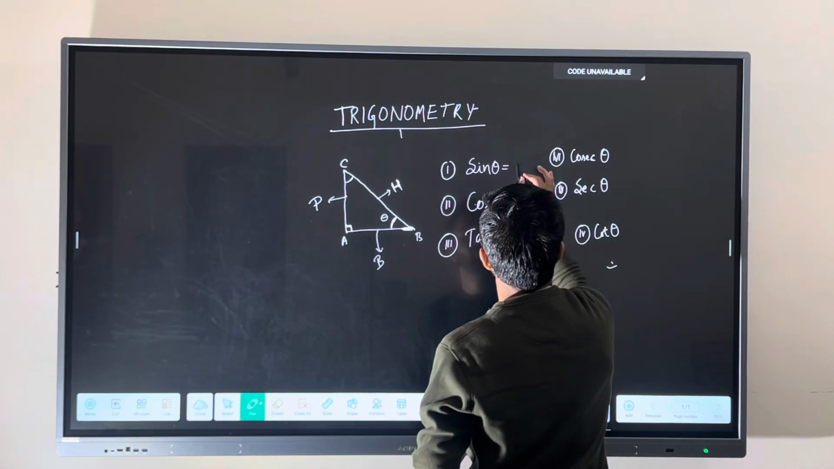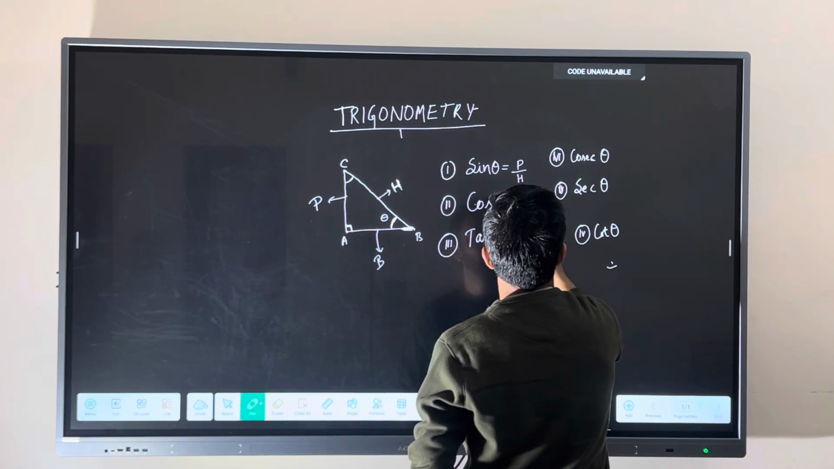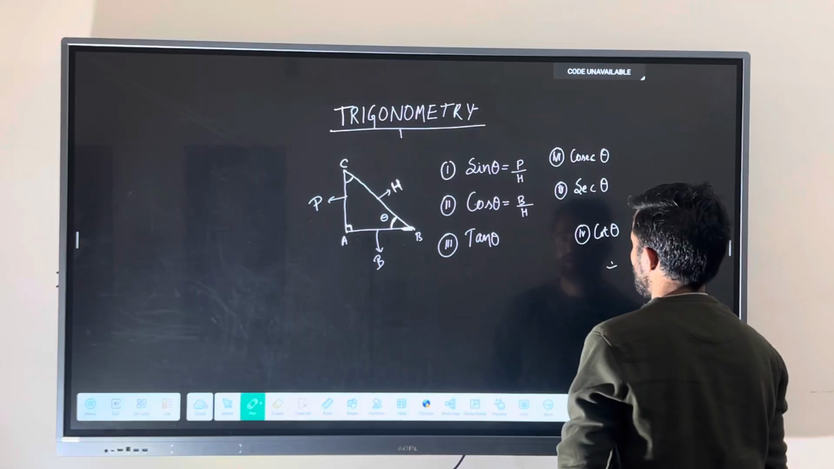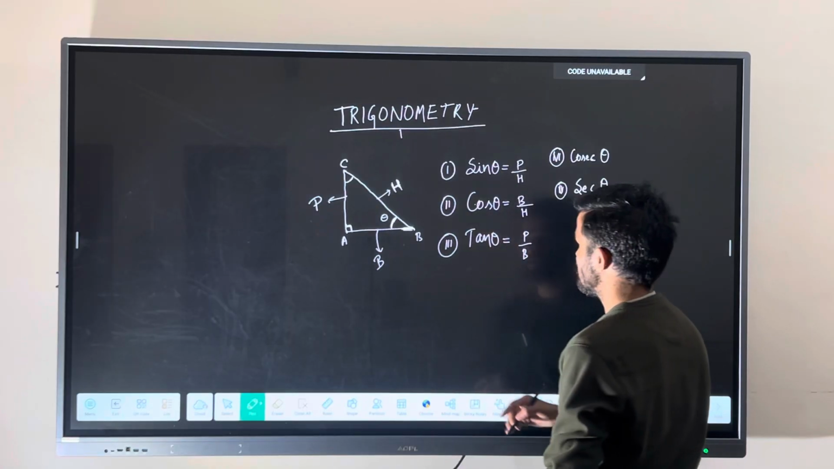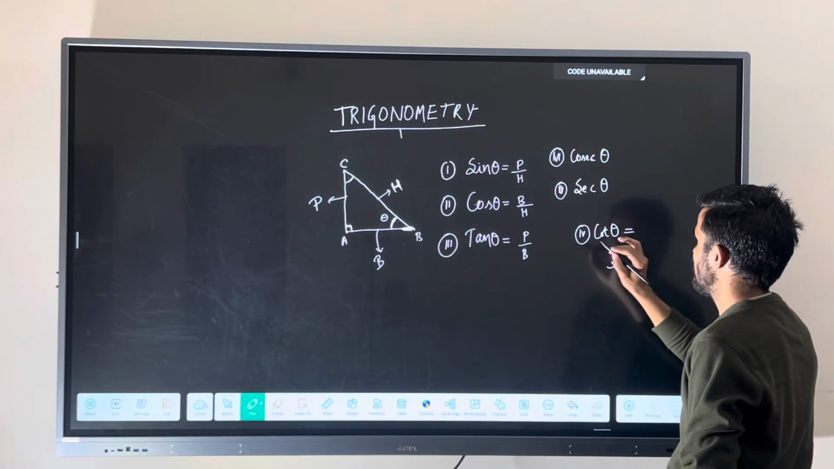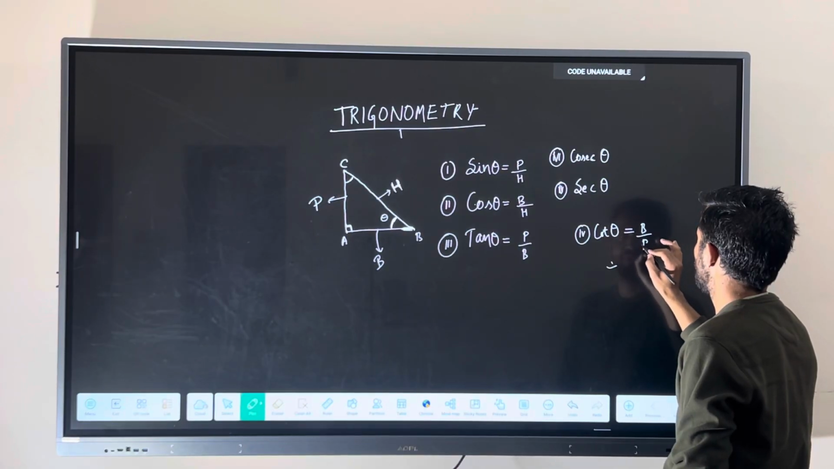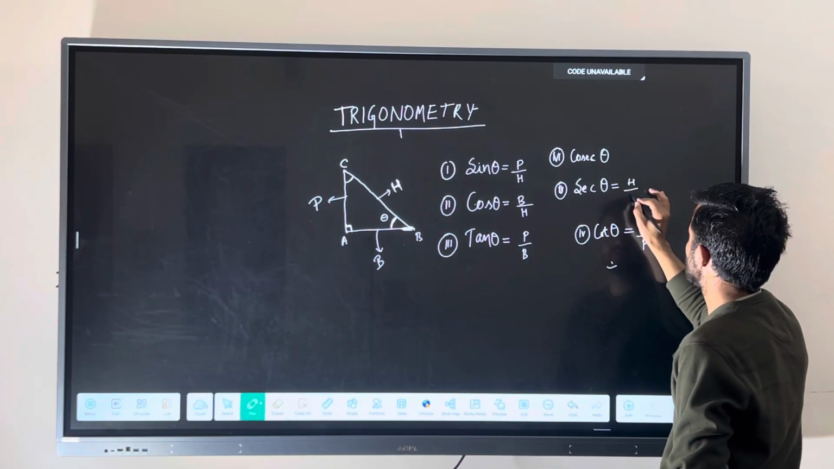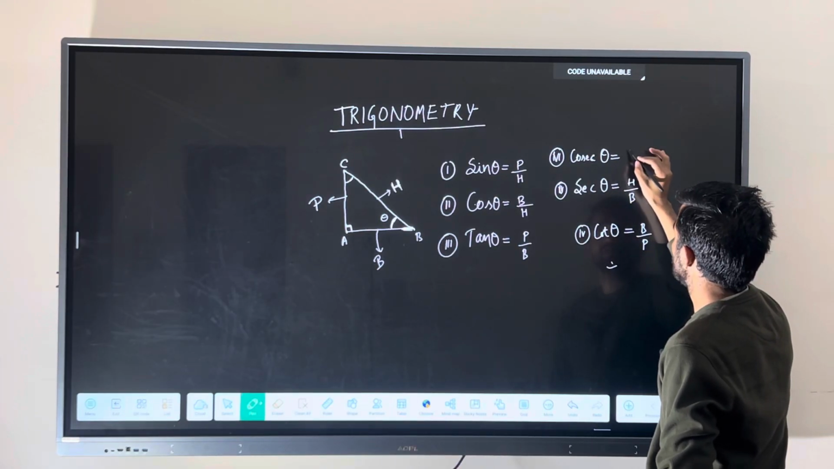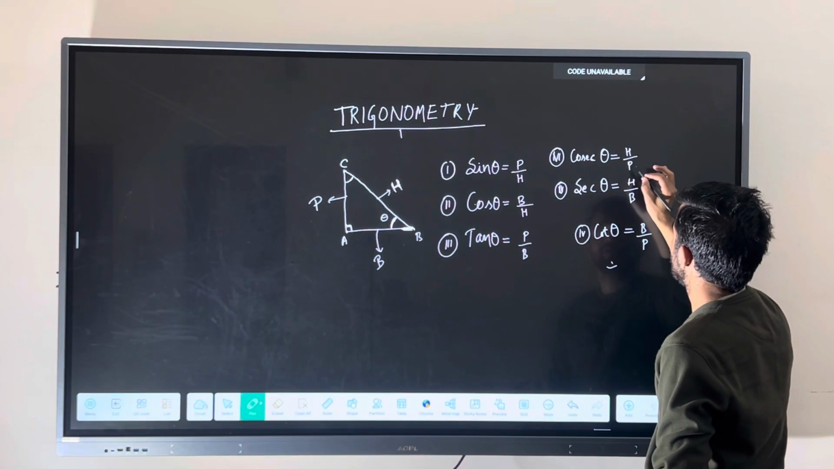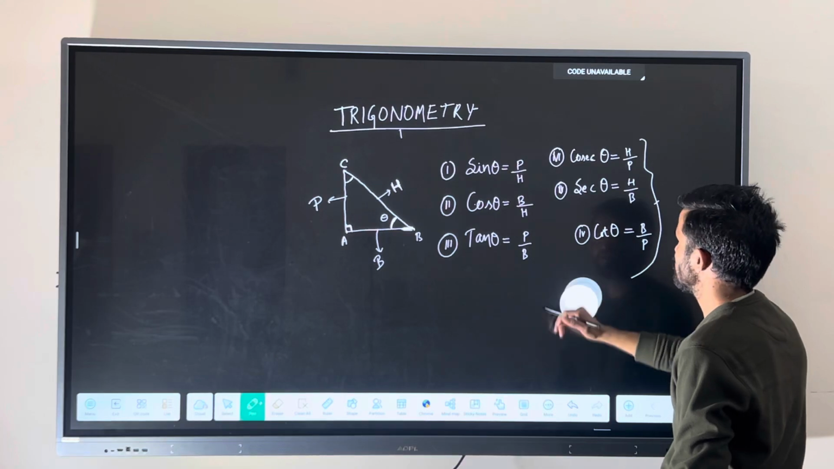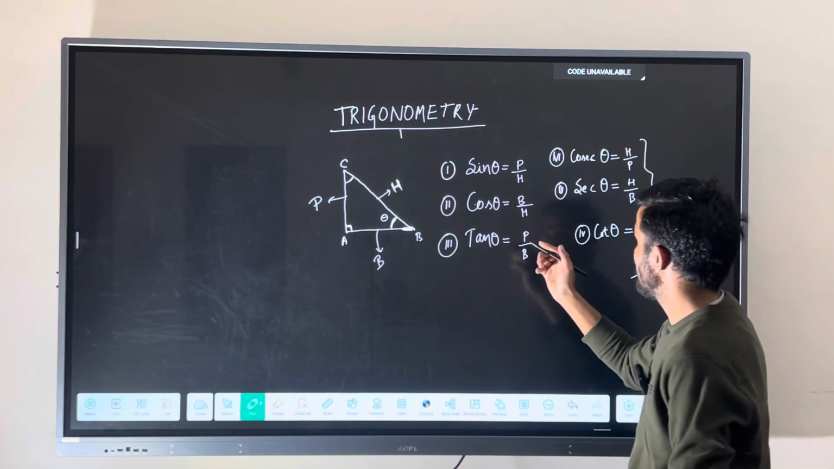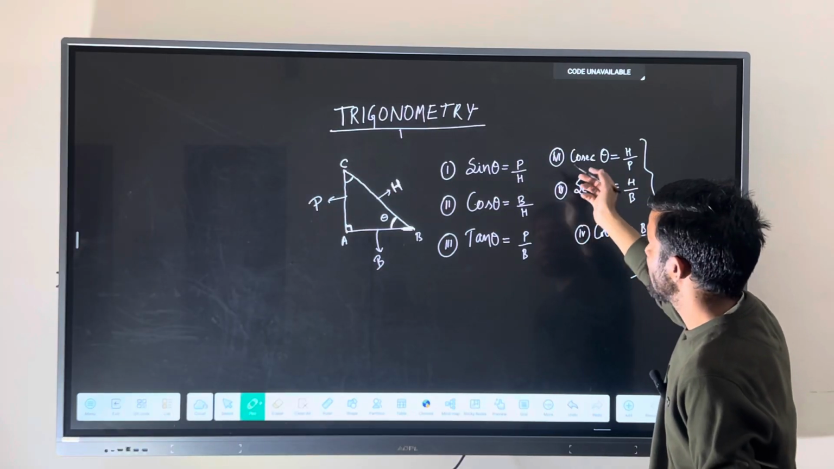Now sine theta is equal to perpendicular upon hypotenuse. Cos theta is base upon hypotenuse. Tan theta is perpendicular upon base. As I have said, cot is the inverse of tan theta, so it is base upon perpendicular. Sec theta is hypotenuse upon base, and cosec theta is hypotenuse upon perpendicular. So we got six trigonometrical ratios: sine, cos, tan, cot, sec and cosec.